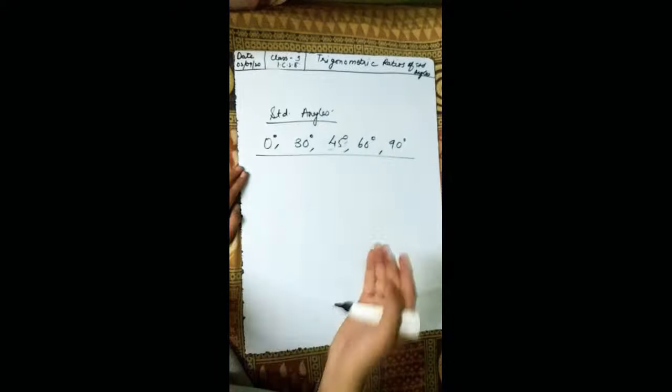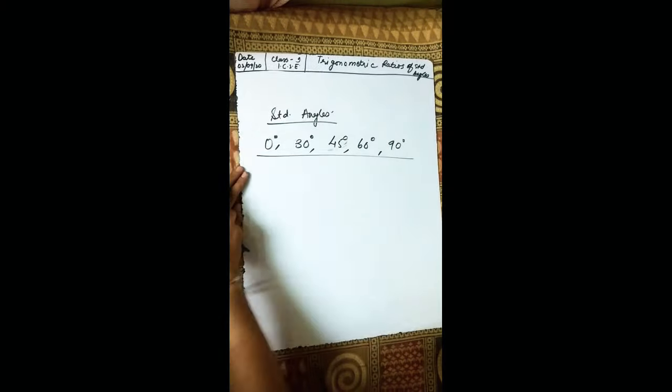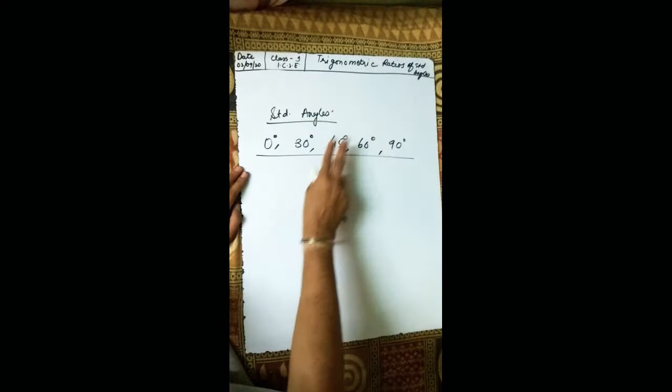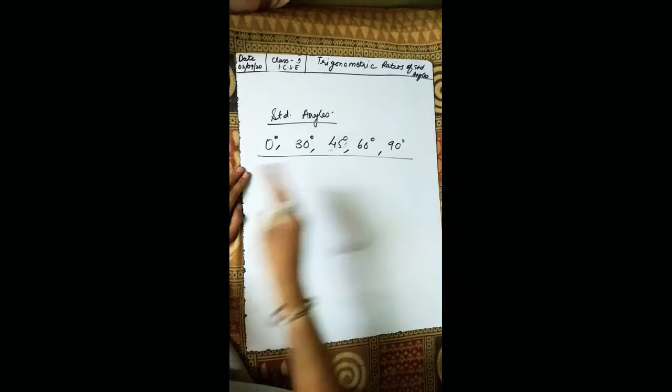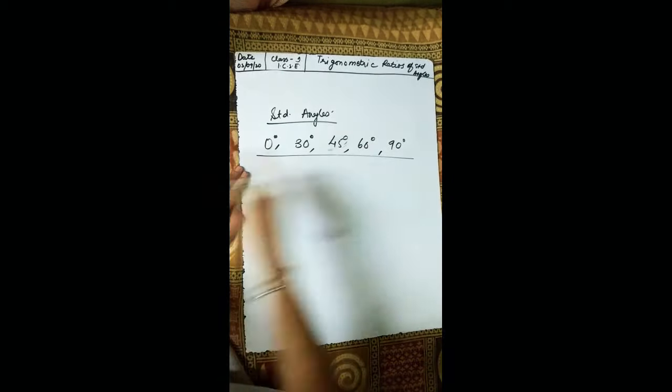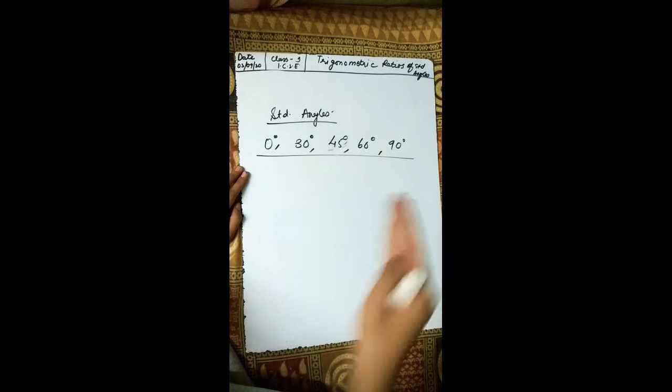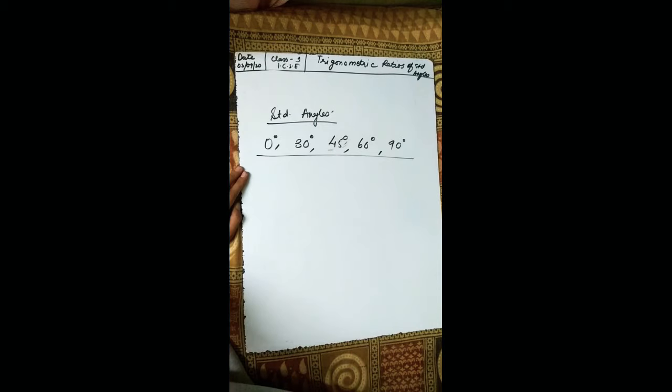So I'm trying to say what will be sine 0 degree, what will be sine 30 degree, sine 45 degree, sine 60 degree, sine 90 degree. Similarly, cos also with all these angles, tan also, cosec also, sec also, cot also. So we will be seeing the values, what will be the value of sine 60 degree. It has some certain values, and we are going to see that.